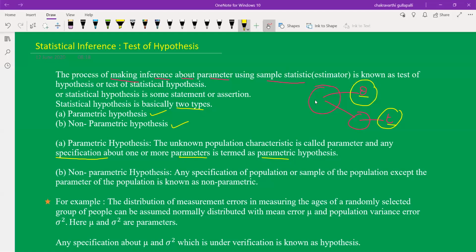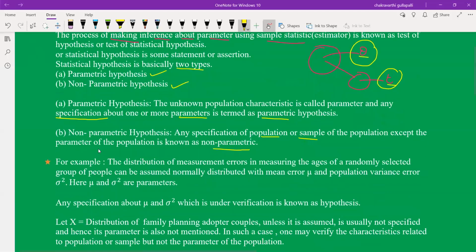Now non-parametric hypothesis. Any specification of the population or sample of the population except the parameter of the population is known as non-parametric. In this non-parametric situation, there is no parameter involved. Without a parameter, we have to write the statement. The non-parametric tests are already uploaded in the app. Now we are going to the parametric hypothesis and the corresponding parametric test here.